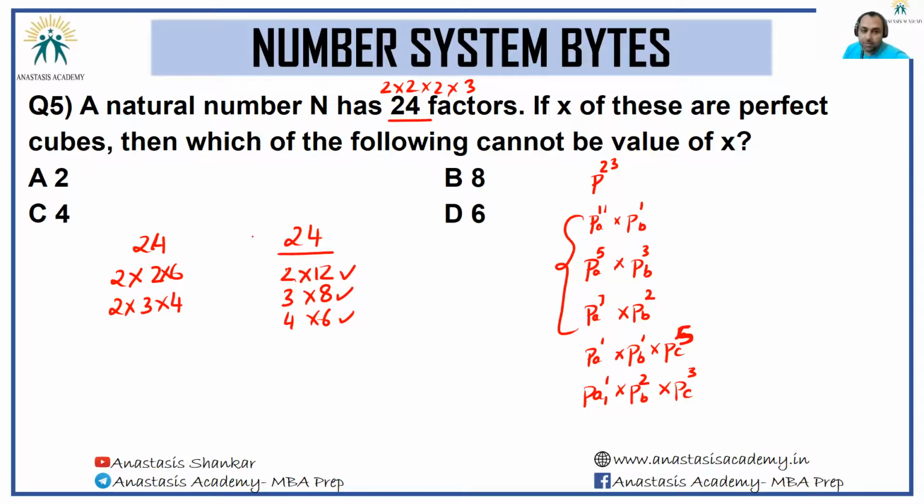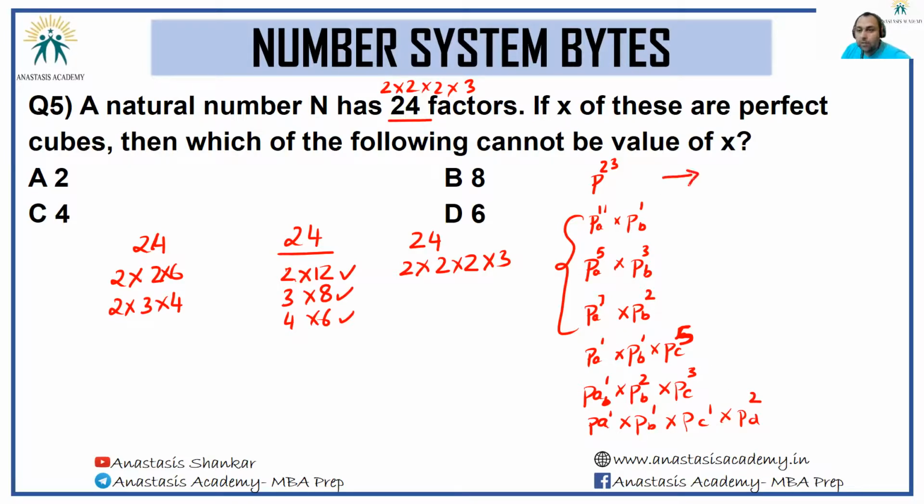And the final case, in how many ways can 24 be written as product of four numbers? It will simply be 2 into 2 into 2 into 3. This is the only possibility. So we'll have prime number A raised to the power 1 into prime B raised to the power 1 into prime C raised to the power 1 into prime D raised to the power 2. These are exhaustive number of cases.